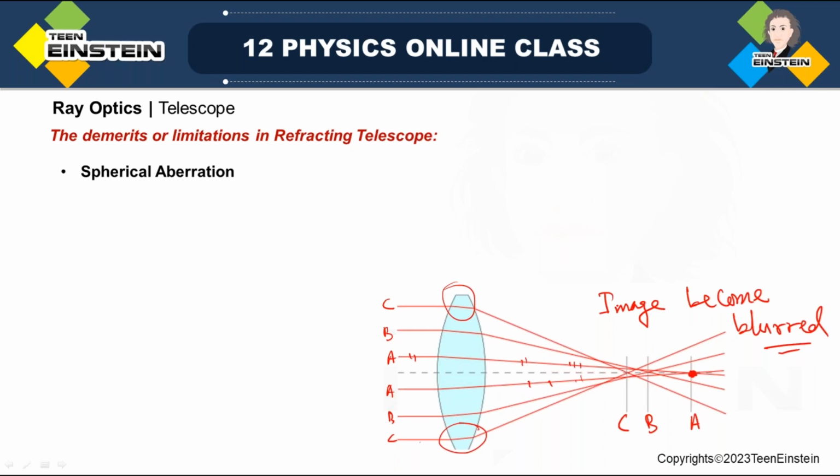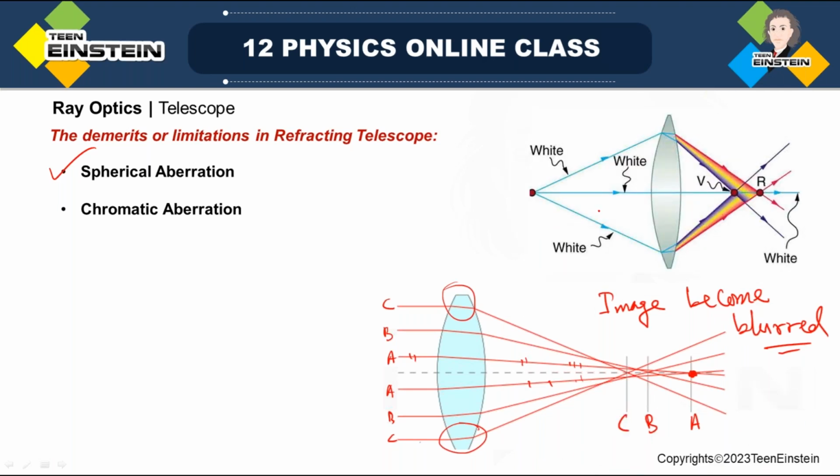The second demerit is that there could be chromatic aberration. What is chromatic aberration? Through a lens there will be refraction, right? And you know, not only refraction, there could be a chance of dispersion as well.